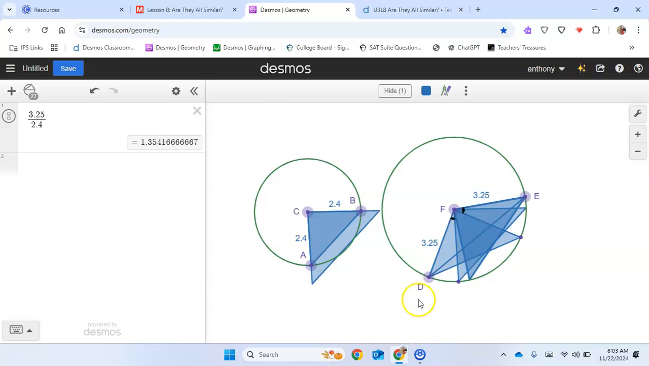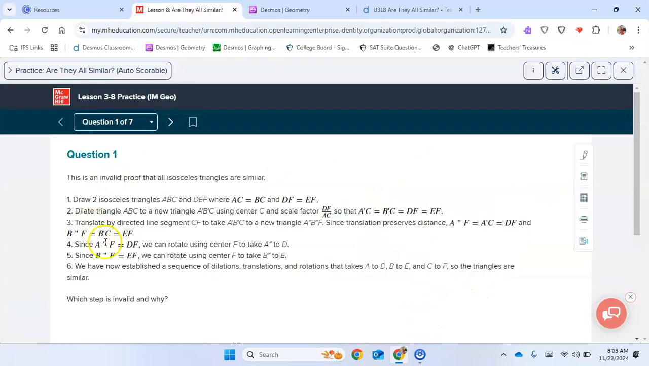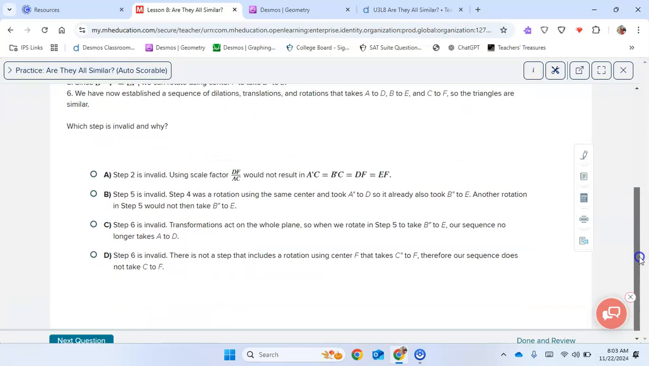And you can see it moved it off point D. We have now established a sequence of dilations, translations, and rotations that takes A to D, B to E, and C to F, so the triangles are similar. Step 6 is invalid. Transformations act on the whole plane, so when we rotate in step 5 to take B double prime to E, our sequence no longer takes A to D, and I just showed you that.